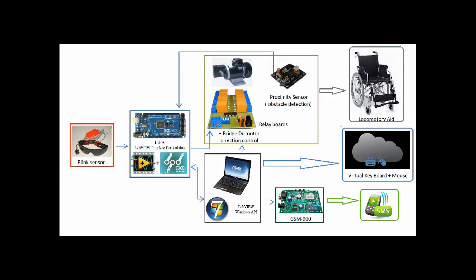An overview of our module. The blink sensor is interfaced with the computer via the SPRIO 9626 development board. The computer is coupled to a GSM module via USB serial interface. The blink sensor with the visual feedback from the computer simulates a virtual keyboard and mouse. The laptop is to be mounted on a wheelchair which is fabricated with DC motors and relay H-bridges.